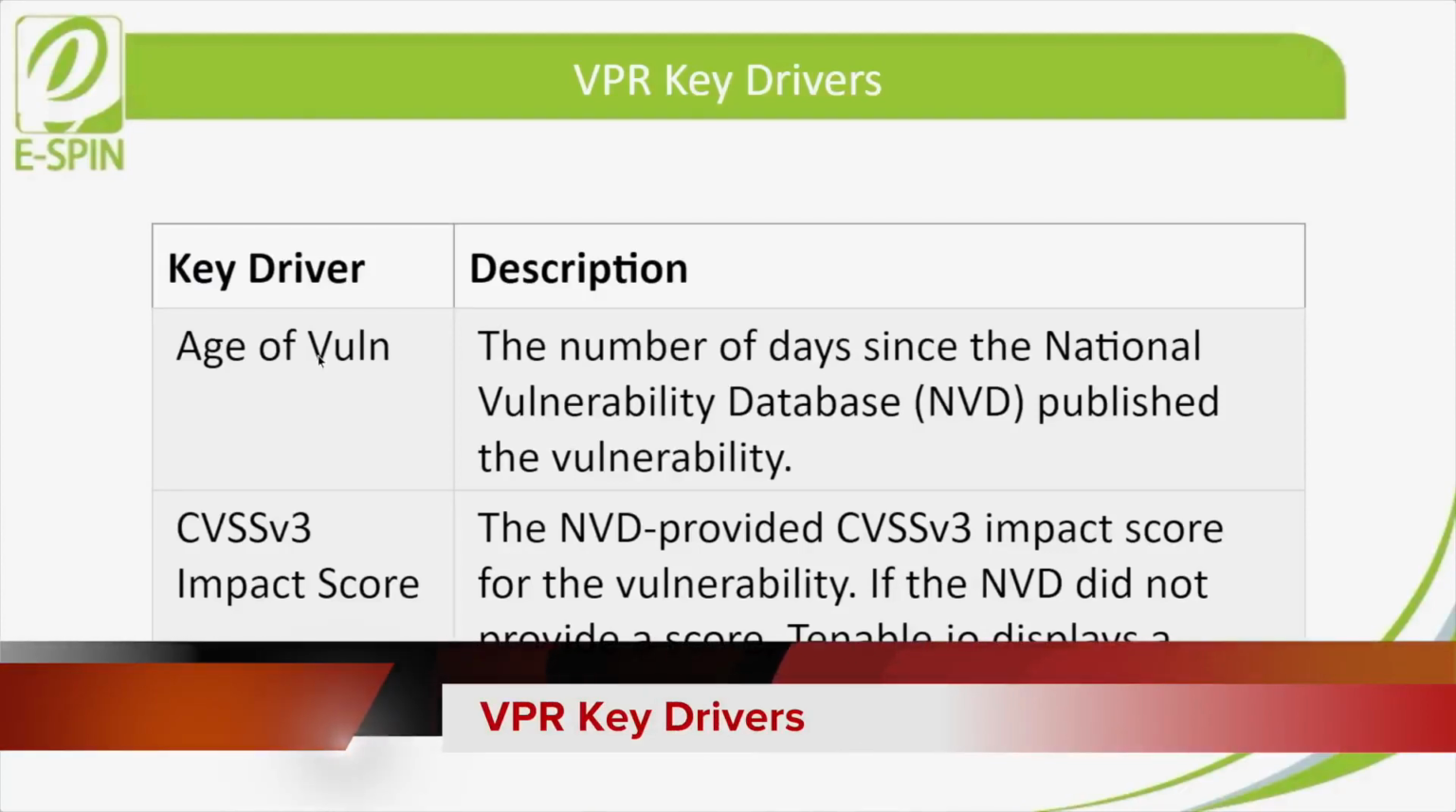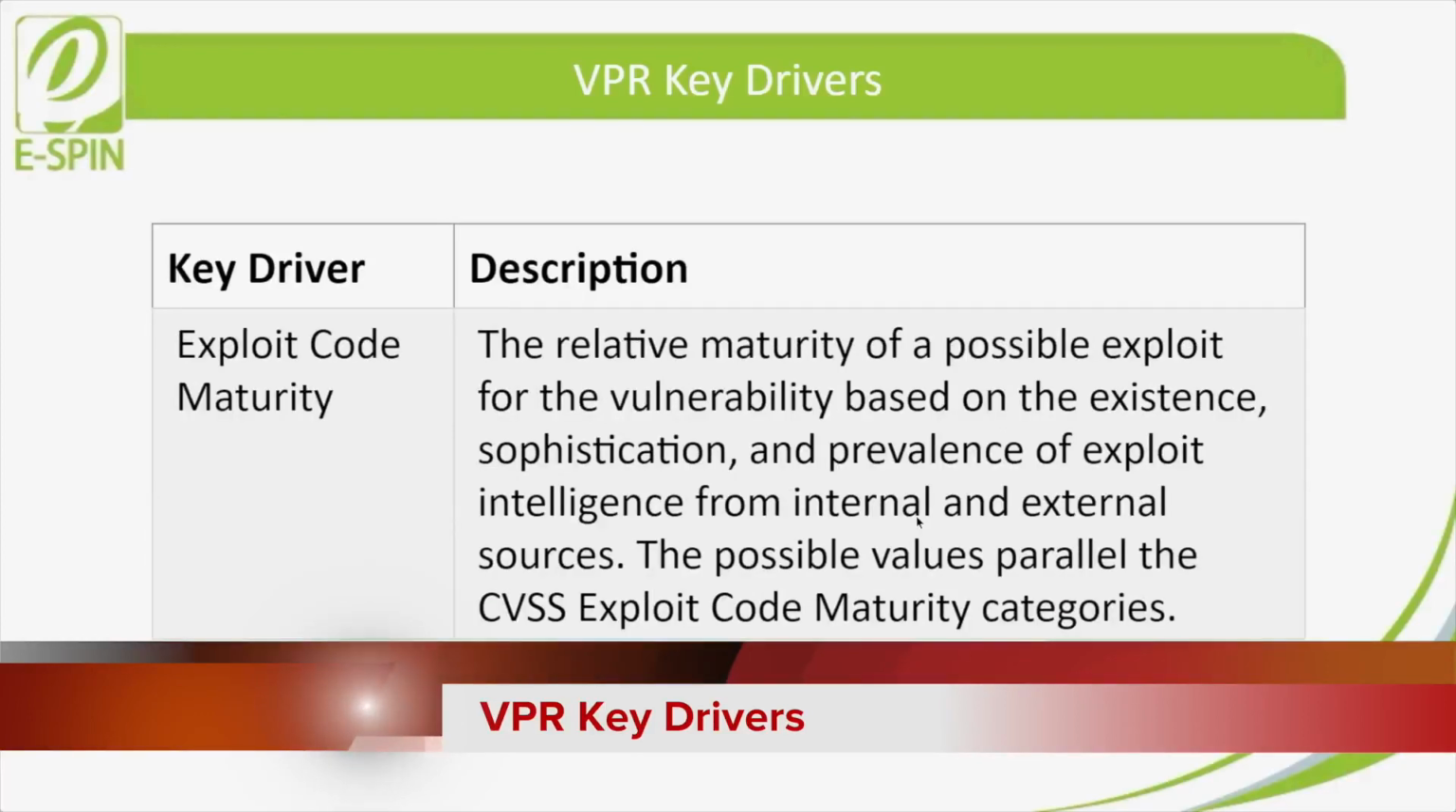Age of vulnerability: the description is the number of days since the National Vulnerability Database, or NVD, published the vulnerability. The CVSS v3 impact score: the National Vulnerability Database provides a CVSS v3 impact score for the vulnerability. If the NVD did not provide a score, Tenable.io displays a Tenable predicted score. Next key driver is exploit code maturity: the relative maturity of possible exploits for the vulnerability based on the existence, sophistication, and prevalence of exploit intelligence from internal and external sources. The possible values parallel the CVSS exploit code maturity categories.